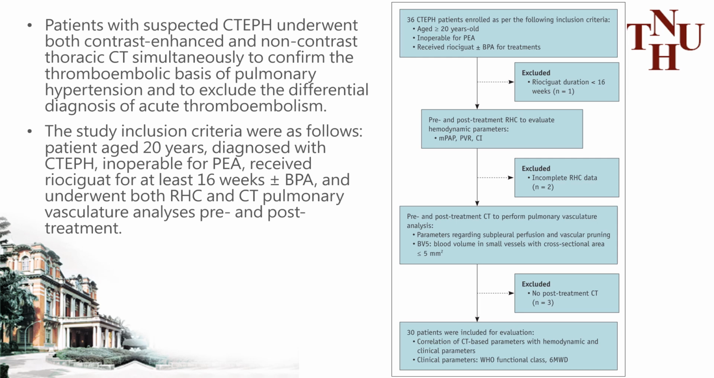The right heart catheter parameters include mean pulmonary artery pressure, pulmonary vascular resistance, and cardiac index. The CT-based pulmonary vasculature parameters include subpleural vessel numbers, densities, and the BV5, that is, blood volume in small vessels with cross-sectional area smaller than 5 mm square.